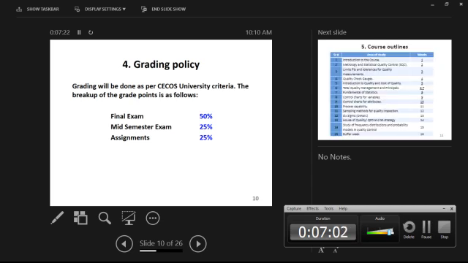The grading policy of the subject will be as per the Seacoast University criteria. The final exam will have 50% weight, the midterm exam will have 25%, and assignments may have 25%. In the previous subject, some students may know that I gave a project, and there were some presentations and like that. So we will just think over it.